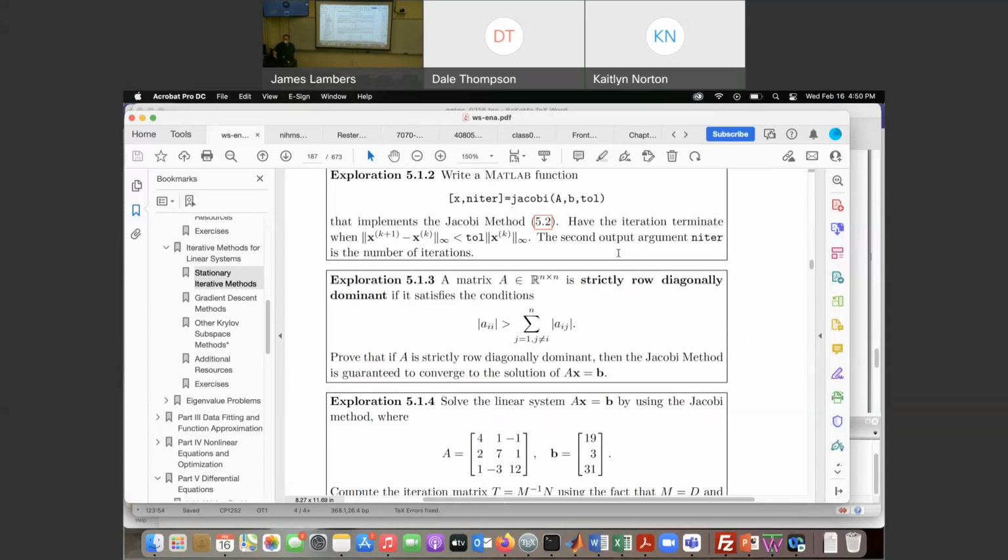One of the problems that I assigned in this section, number 3, is about proving that for a certain category of matrices, Jacobi is guaranteed to converge. The matrix is strictly row diagonally dominant, meaning the diagonal entry in each row is larger in magnitude than the sum of magnitudes of all off-diagonal entries in that row. This kind of matrix comes up, for example, solving differential equations based on finite differences. So this is an important class of matrices that comes up in certain applications.